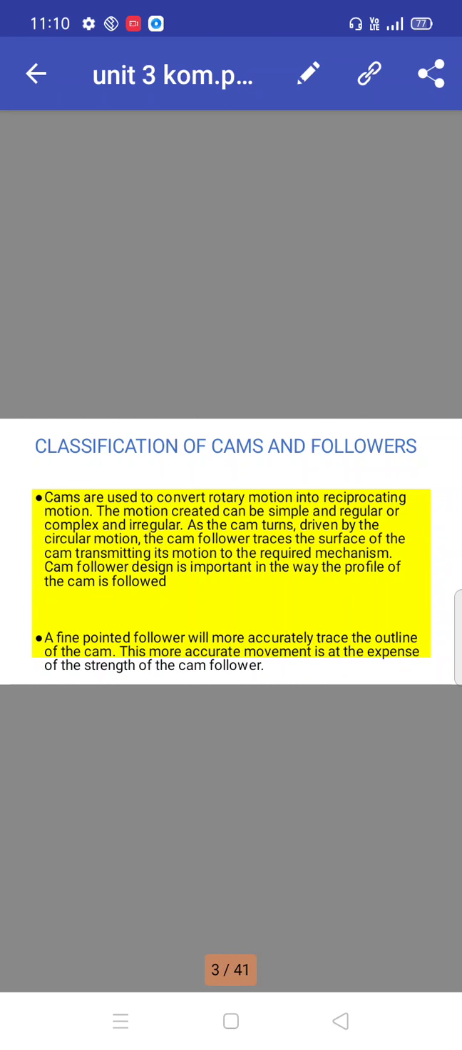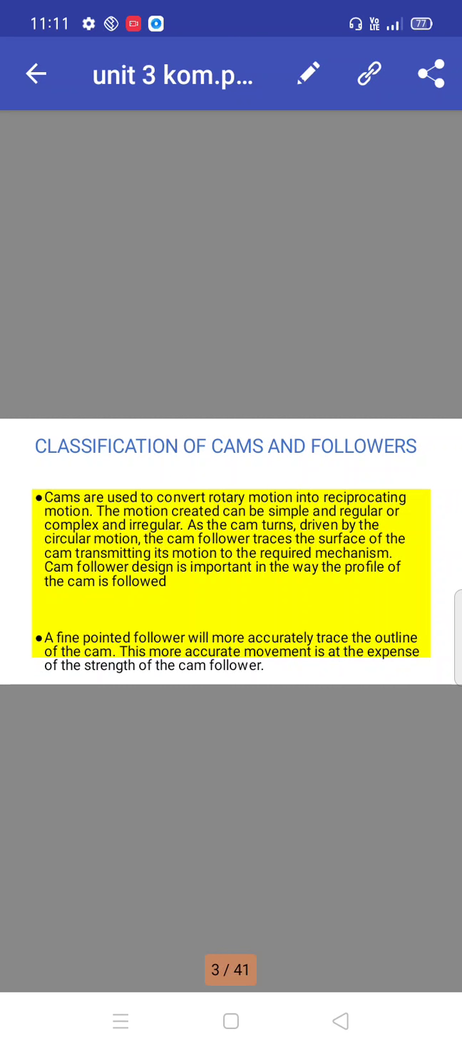Classification of cams and followers. Cams are used to convert rotary motion into reciprocating motion. The motion created can be simple and regular or complex and irregular as the cam turns, driven by circular motion. The cam follower traces the surface of the cam, transmitting its motion to the required mechanism.